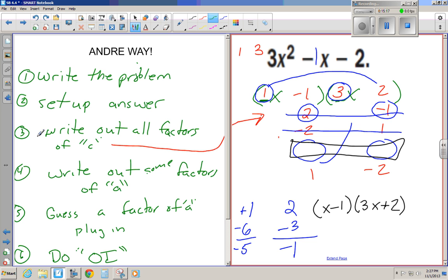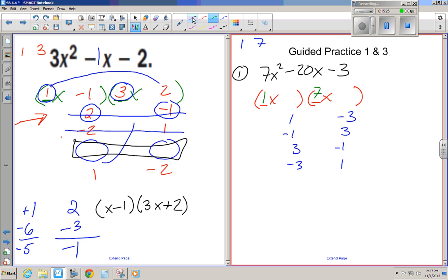From there, you guess a factor of A, and do OI. So I'm going to now look at outside, 3 times, or 1 times this column, and the inside, this column times 7. Well, 1 times negative 3 gives us negative 3. 1 times 7 gives us plus 7, which is 4. Is that what we're looking for? No. So now, the other one would be 3 and negative 7, which gives me negative 4. Again, not what we're looking for.